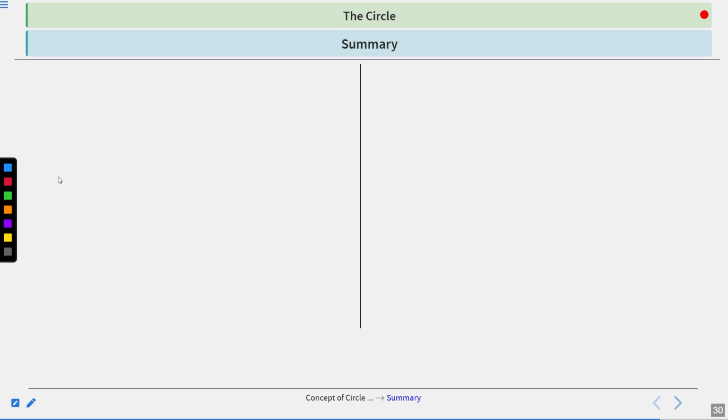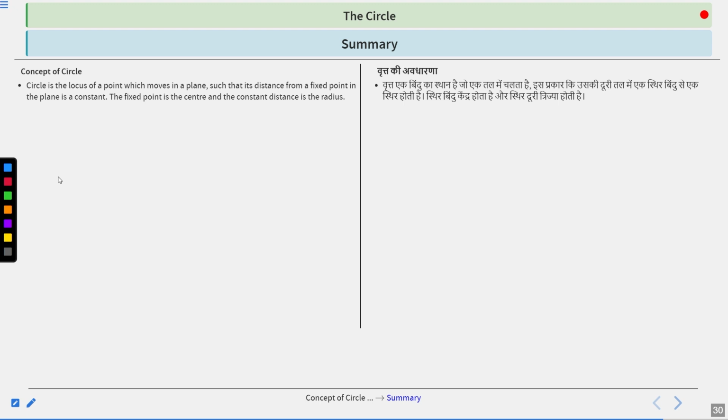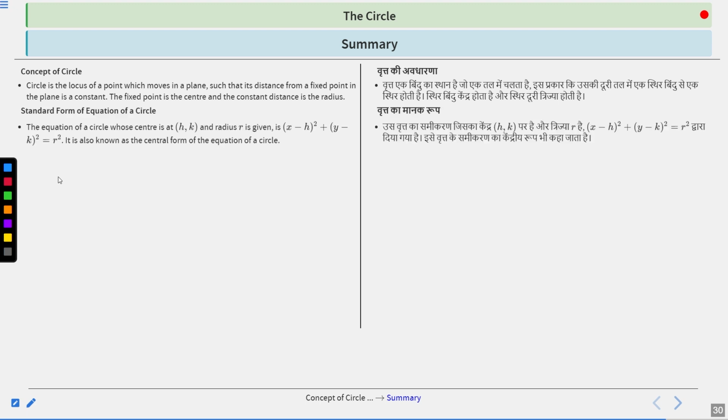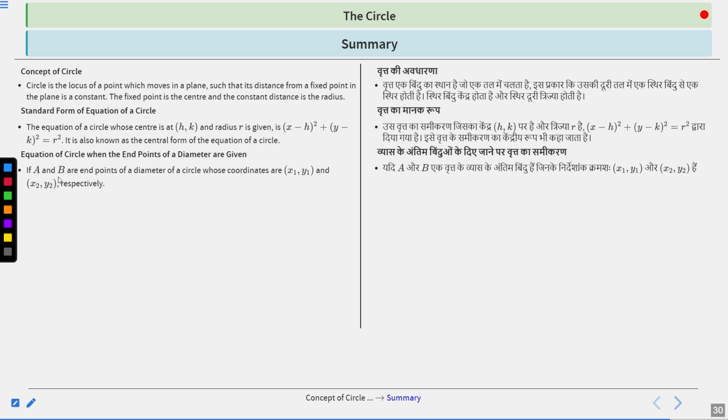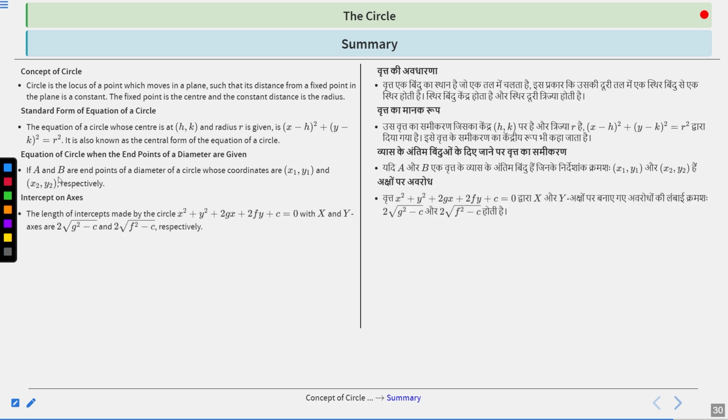Now let us see the summary of this chapter. What we have studied till now in this chapter is the concept of circle, in which the circle is a locus of a point which moves in a plane such that its distance from a fixed point in the plane is constant. The fixed point is the center and the constant distance is the radius, right? After that, we have seen the standard form of the equation of a circle, which is (x minus h) whole square plus (y minus k) whole square is equal to r square, right? After that, we have seen the equation of a circle when the endpoints of the diameter are given. Clear? After that, we have seen the intercepts on the axes, which are respectively 2 times root over g square minus c and 2 times root over f square minus c on the x and y axis.